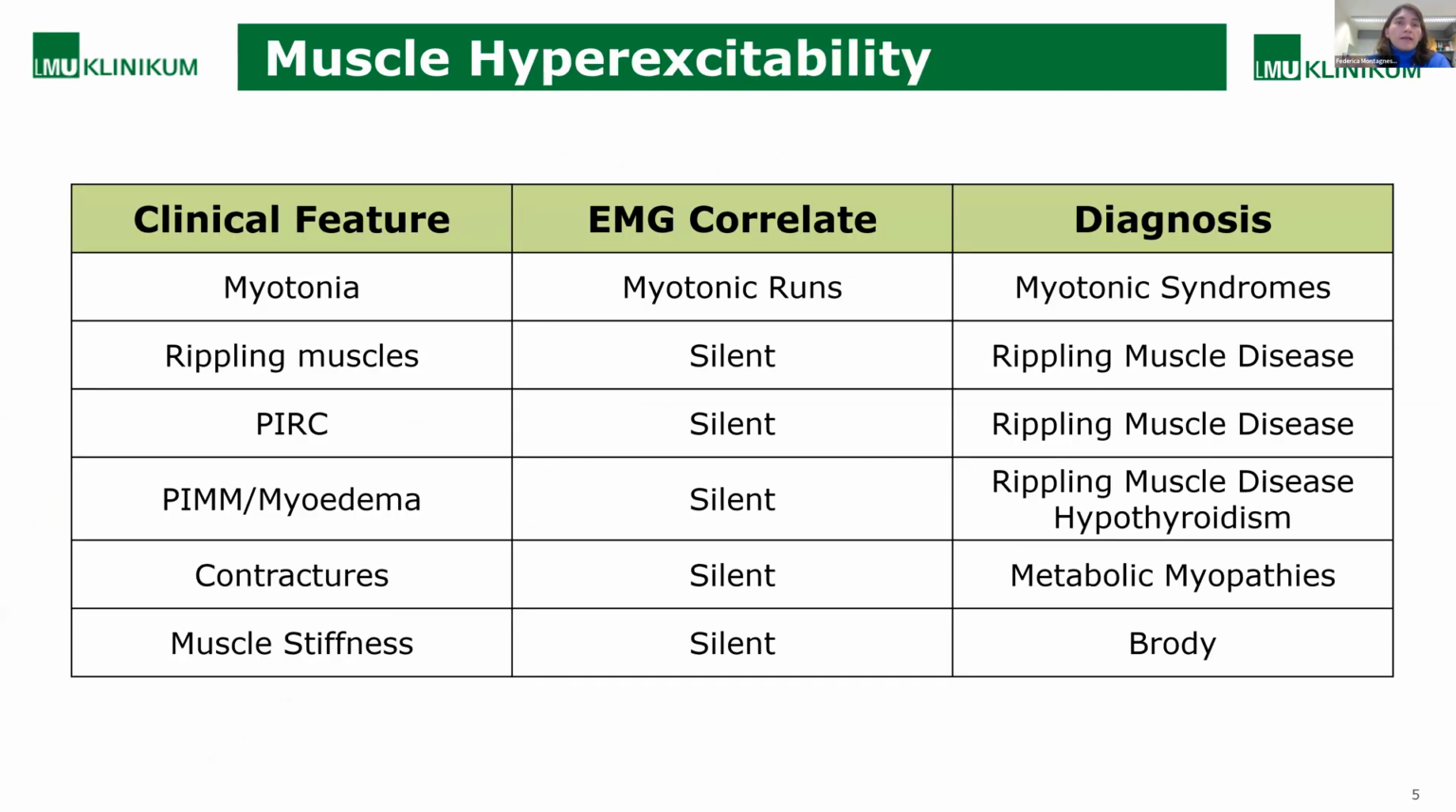So we can summarize the clinical features of muscle hyperexcitability into these main signs. Myotonia, with the typical electrical counterpart of myotonic runs, quite pathognomonic for myotonic syndromes. We have the different clinical features of rippling muscle disease, such as rippling muscle, percussion-induced rapid contraction, percussion-induced muscle mounding, or myoedema. We can have contractures, which are mostly related to metabolic myopathies, or muscle stiffness that we see in Brody disease. And we can see that with the exception of myotonia, all these other forms of muscle hyperexcitability are silent on EMG.